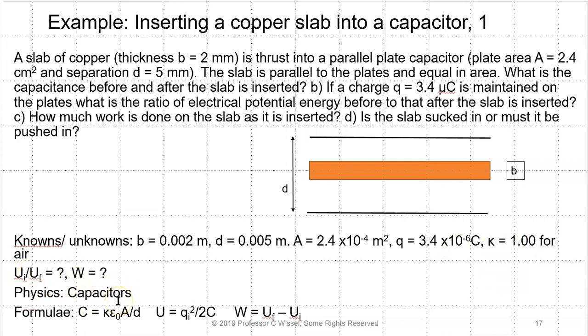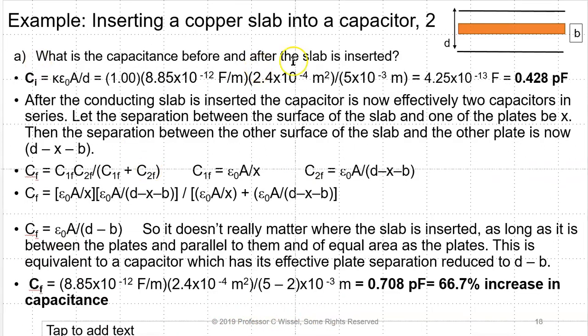The physics of this is capacitors. The formula is C equals kappa epsilon naught A over D. U equals QI squared over 2C. Work equals UF minus UI. So the part A is what is the capacitance before and after the slab is inserted. So CI, which is without the slab, is kappa epsilon naught A over D. So 1 times the epsilon naught times the area of 2.4 times 10 to the minus 4th square meters divided by 5 times 10 to the minus 3rd meters, and that's the D. That ends up being 0.428 picofarads.